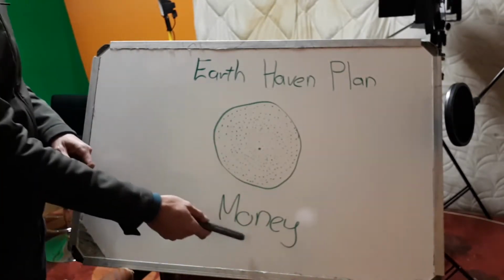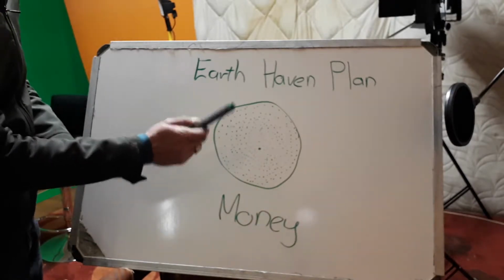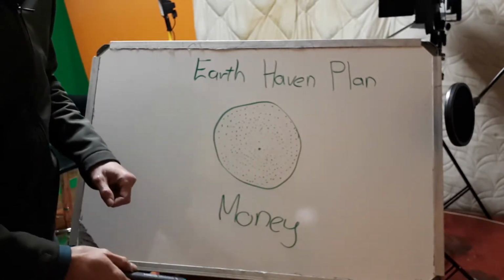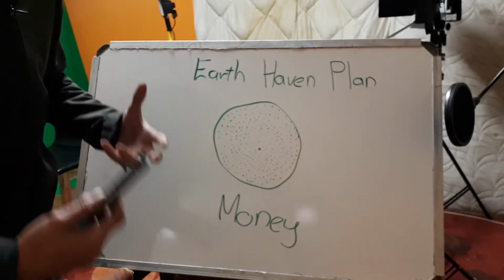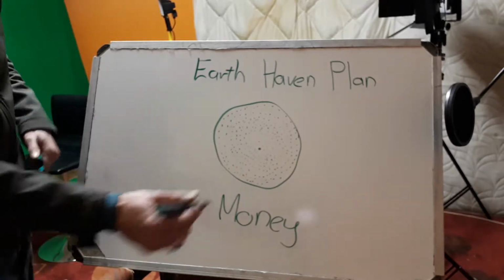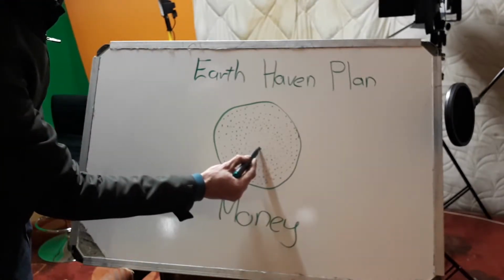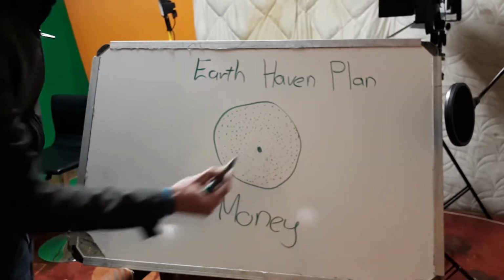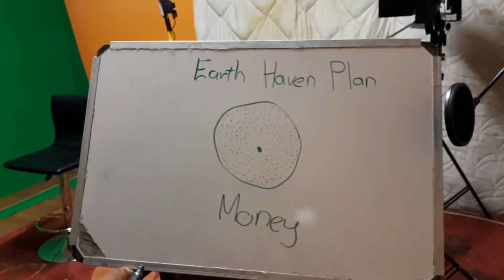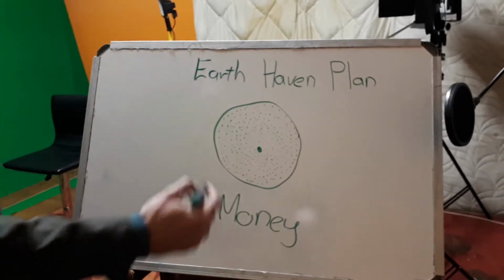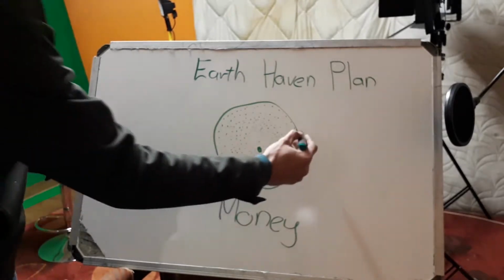So we need to start putting our money towards a mission and a vision and a purpose in this world that is going to benefit all life. So now you have one Earth Haven, which is set up as a sustainable community that benefits nature. So you have nature.